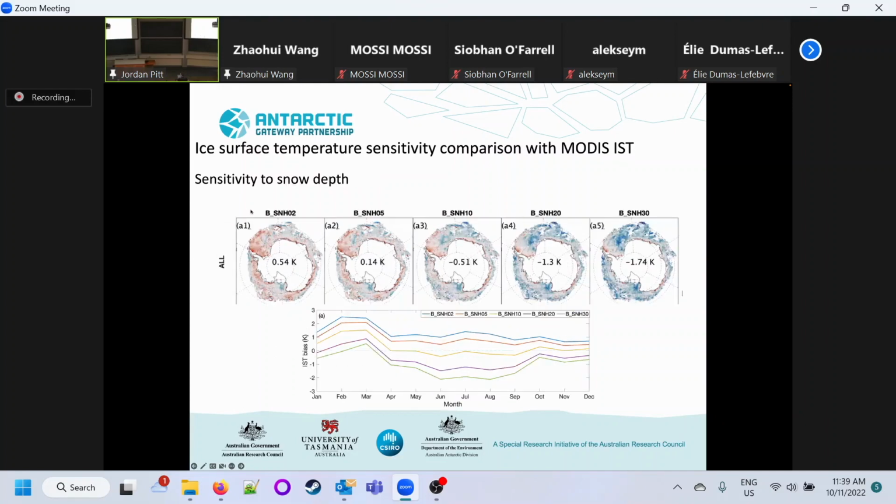And similar sensitivity for the snow depth: the warm ice surface temperature bias is decreasing. It turns to a cold ice surface temperature bias with snow depth increasing from 2 centimeter to 30 centimeter. As well, the annual variability shows higher sensitivity in the winter than in the summer.